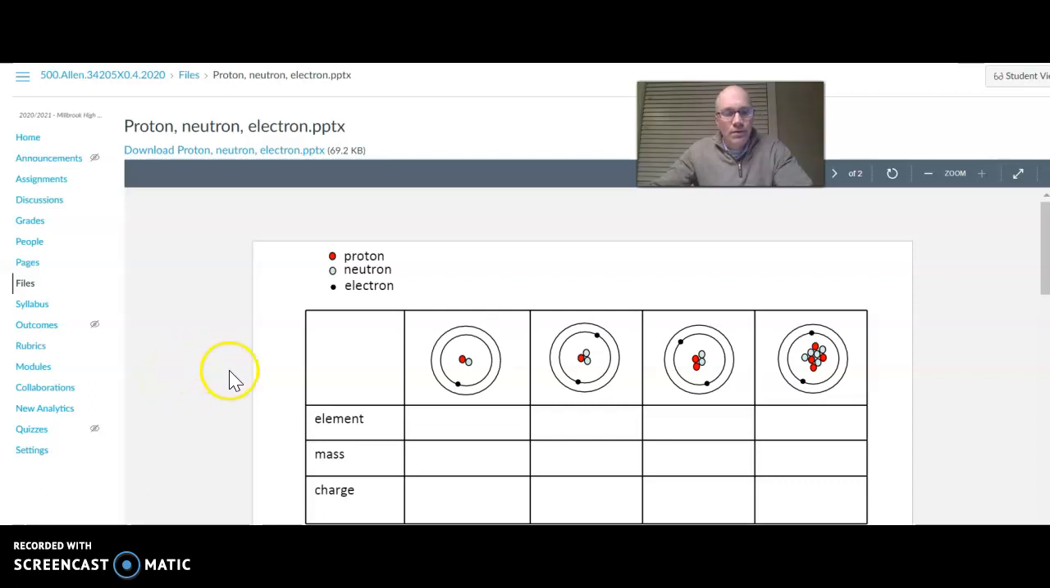Hey guys, I just wanted to spend a few minutes highlighting some of the topics that you're definitely going to want to make sure that you look over for tomorrow's test. First is just a basic review of basic atomic structure.